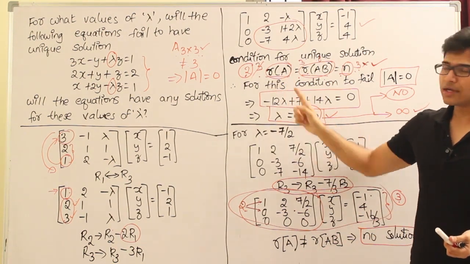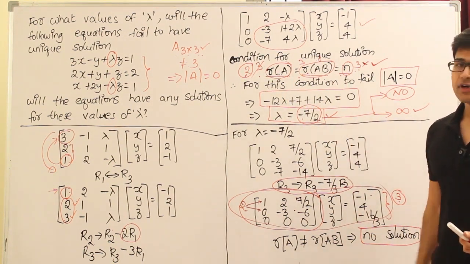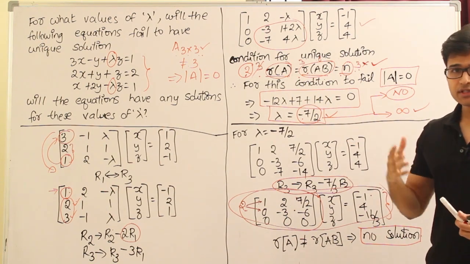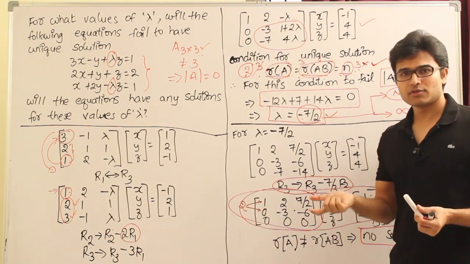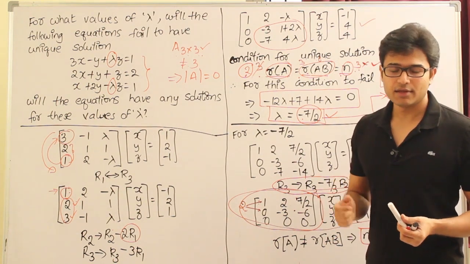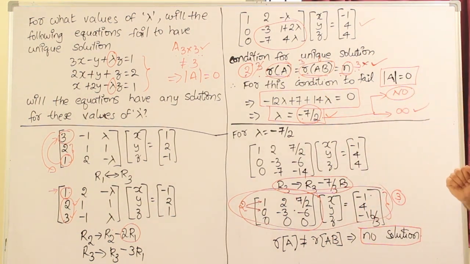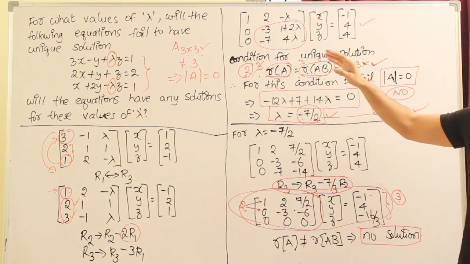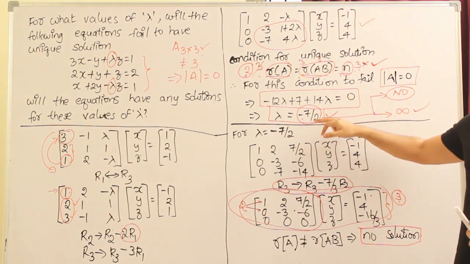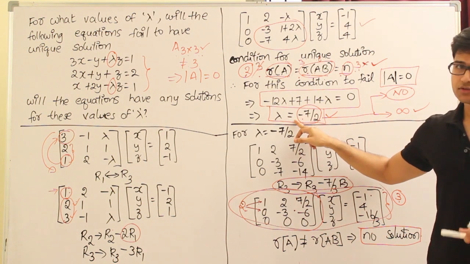Therefore, I am trying to make it not equal to 3. For that reason, if the rank of A, which is a 3 by 3 matrix, should not be equal to 3, then it should definitely be less than 3. It implies that the determinant of A should be equal to 0. Yes, the determinant of A should be equal to 0. Then only it will not have a unique solution. I found out for what value of lambda it will not have a unique solution.